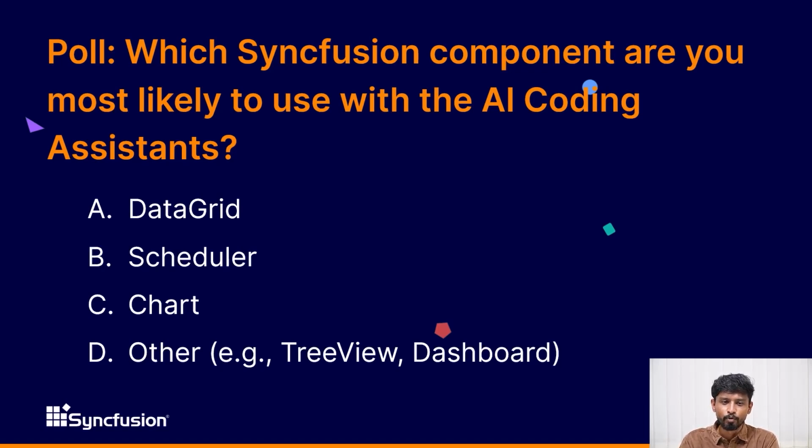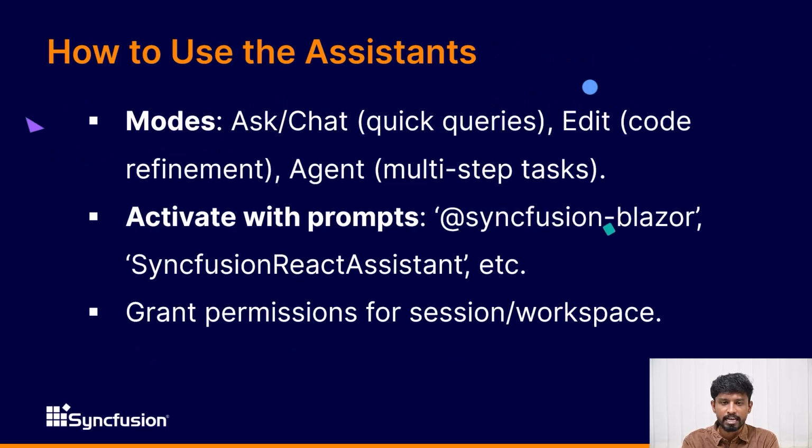Thank you for taking part in the poll. Now that we have seen the assistants in action, let's explore how to use them effectively in your daily workflow. The Syncfusion AI Coding Assistant supports three interaction modes: ask or chat for quick questions, edit for refining existing code, and agent mode for automated multi-step tasks like generating a full dashboard.